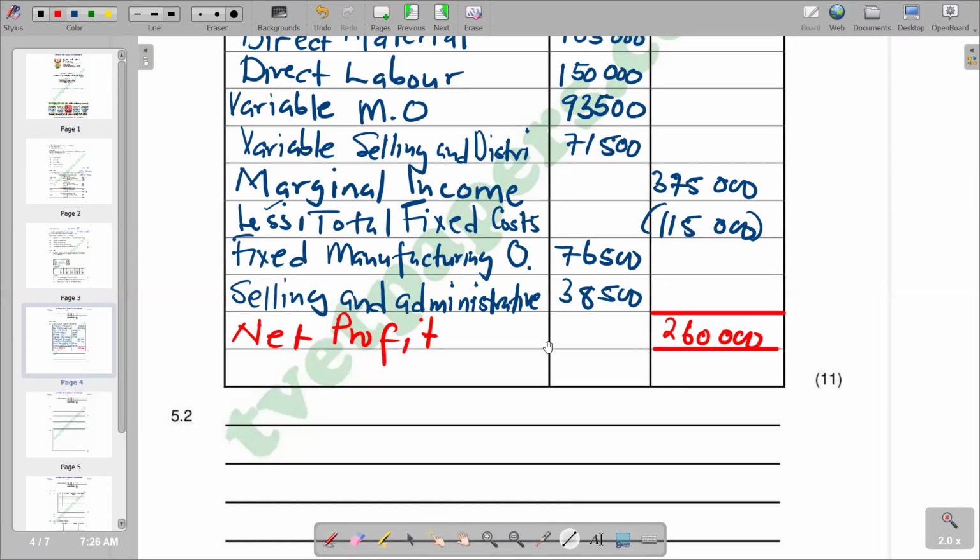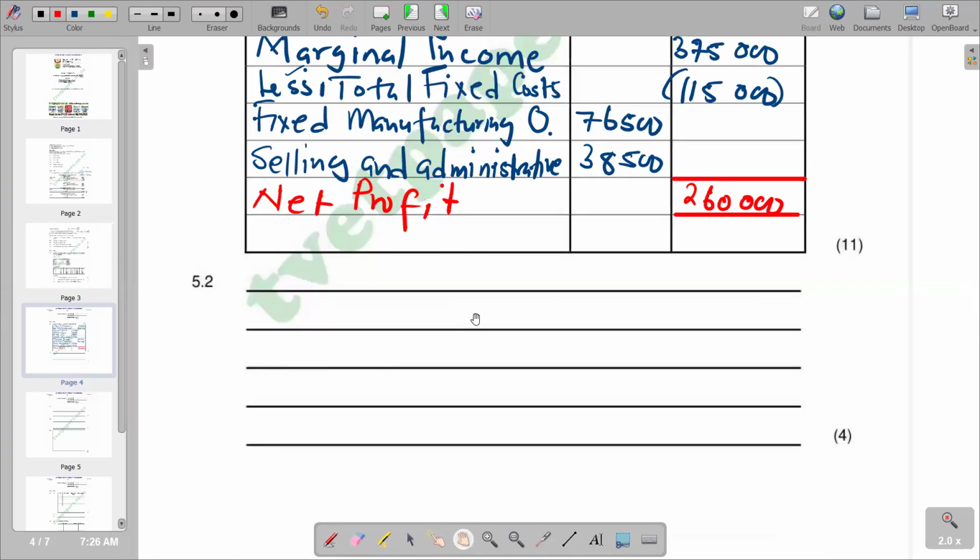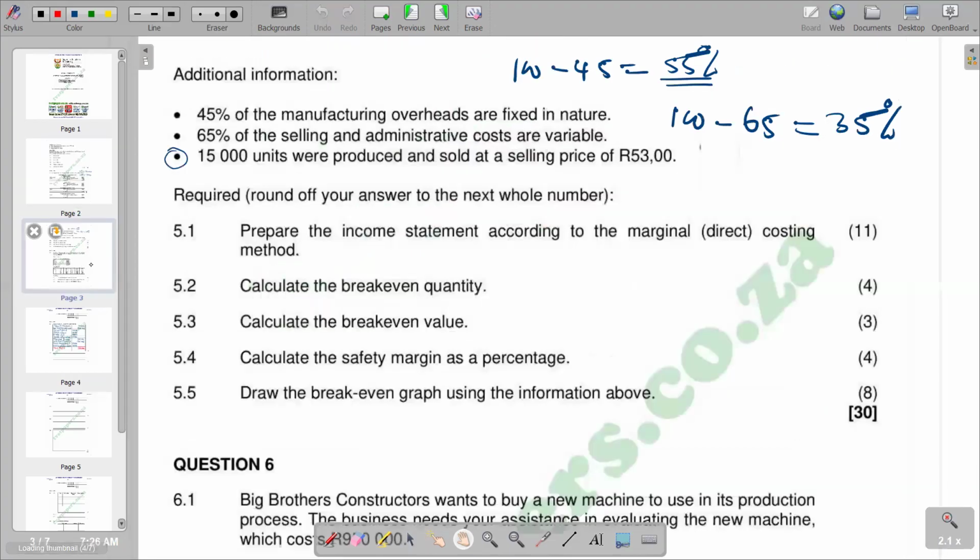So basically, that's what we have on that part, preparation of the income statement using the direct cost method. Then we move on to the next part, which is now going to be 5.2. So 5.2 is saying calculate the break-even quantity.